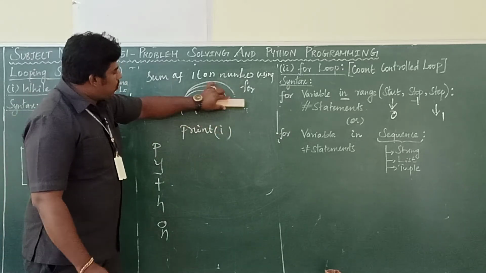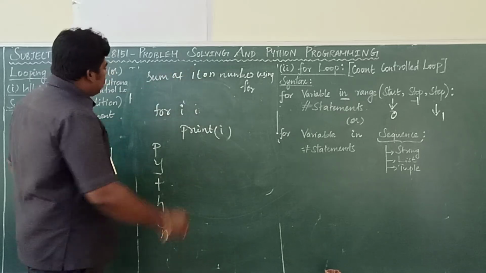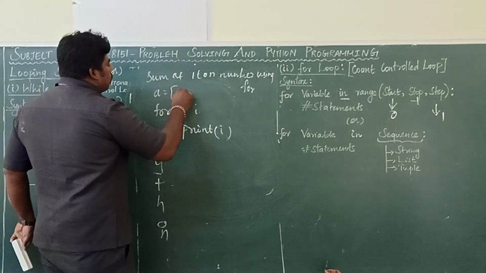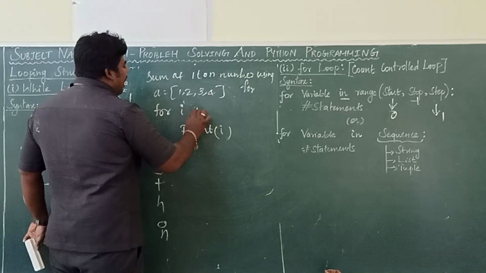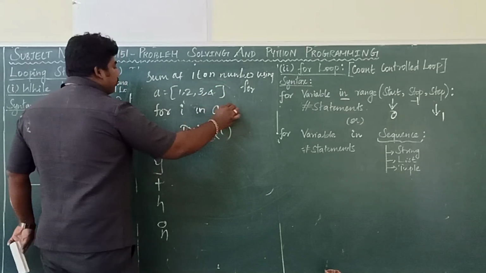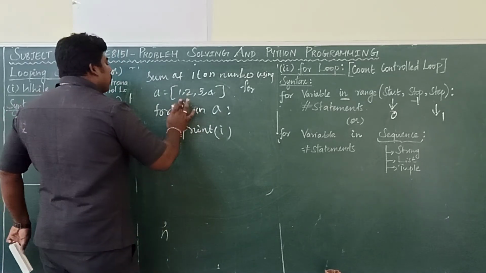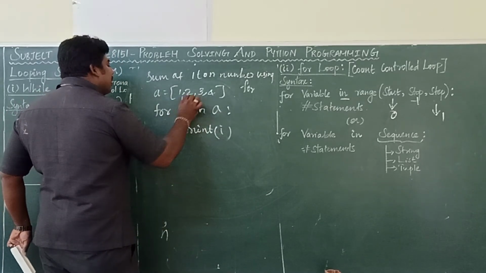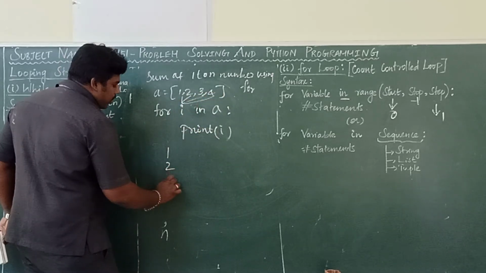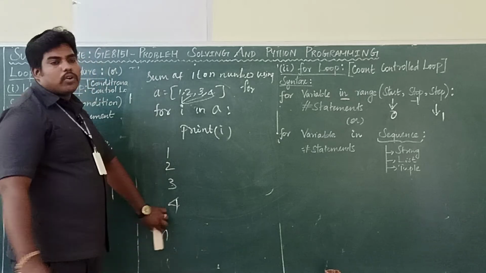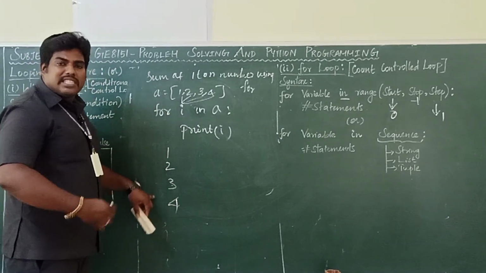Instead of this, if you are using a list, for example, A equal to 1, 2, 3, 4. This is a list. For I in A. Now what will happen? The first iteration I will take 1, second iteration 2. Like that it will take. So you will get the output 1, 2, 3, 4. Here, while you are printing, it is giving in the next line, right?